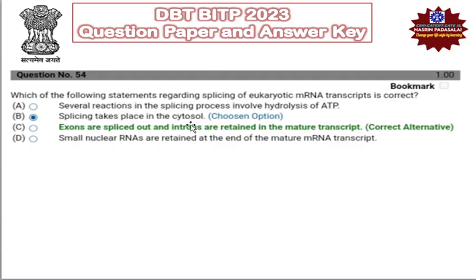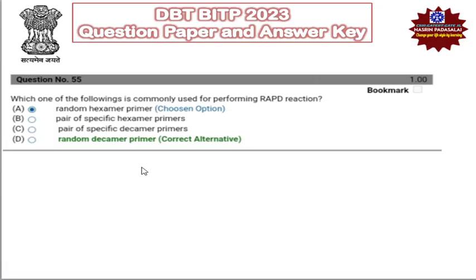If you take option B, here they just mentioned splicing takes place in cytosol, but splicing will take place in the nucleus. At the same time, in option E, they just mentioned snRNAs will be retained at the end of the mature mRNA transcript. This is a wrong statement. Okay, the correct answer for this question is option number A. So how many of you challenge this particular question?